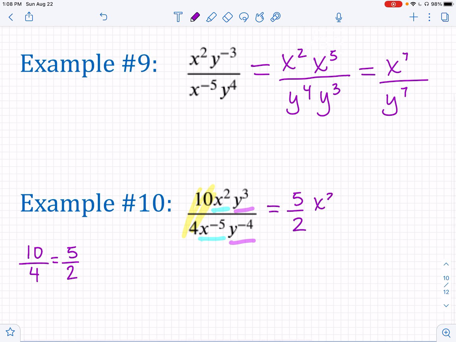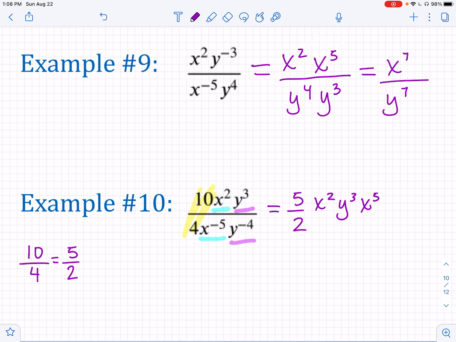I'm going to leave my x squared in the numerator because it's positive, and my y cubed in the numerator because that exponent is already positive. But the x to the negative fifth, I'm going to move on up, and the y to the negative fourth, I'm going to move on up. So when I go to break this down, I have a 5 in the numerator, I have x squared and x to the fifth in the numerator, so x to the seventh, and then I have y to the third and y to the fourth in the numerator, so I have y to the seventh, and then everything is over 2.